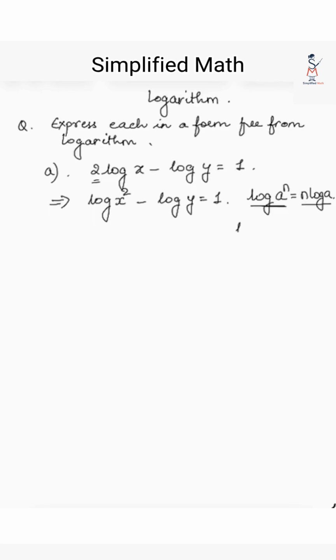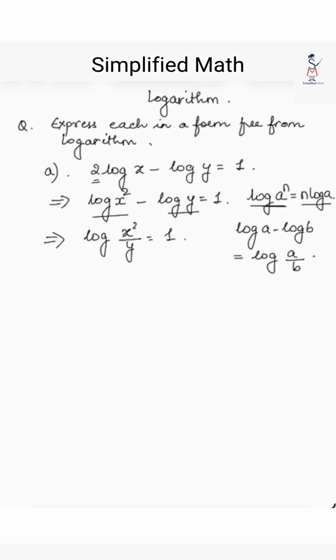Now we know log a minus log b is equal to log a by b. So we'll use that rule. This is log a and this is log b. So this becomes log a by b, that is x square by y is equal to 1.